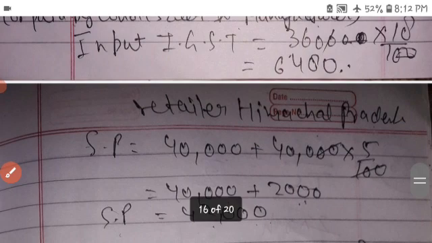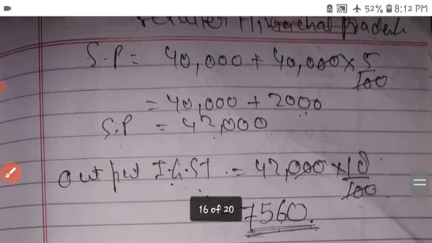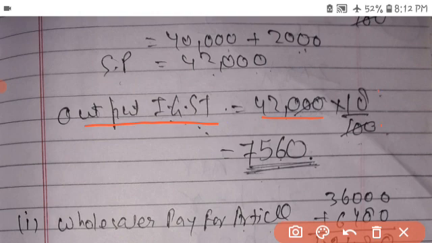Retailer in Himachal Pradesh. Now selling price is 40,000 plus 40,000 into 5 upon 100, that is 40,000 plus 2,000. Selling price is equal to 42,000. Now output IGST is equal to 42,000 into 18 upon 100, which is 7,560 output IGST.